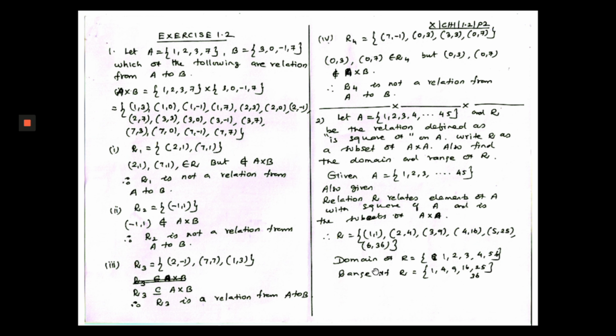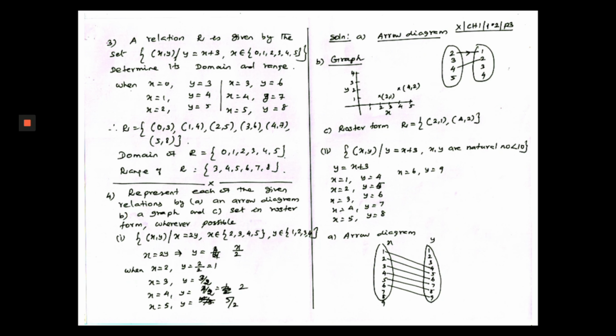Now the domain is the set of first elements. I already told you that the domain means the set A. Here the first elements of the ordered pairs are called the domain: 1, 2, 3, 4, 5, 6 is the domain. The second elements of the ordered pairs are called the range: 1, 4, 9, 16, 25 and 36 is the range.